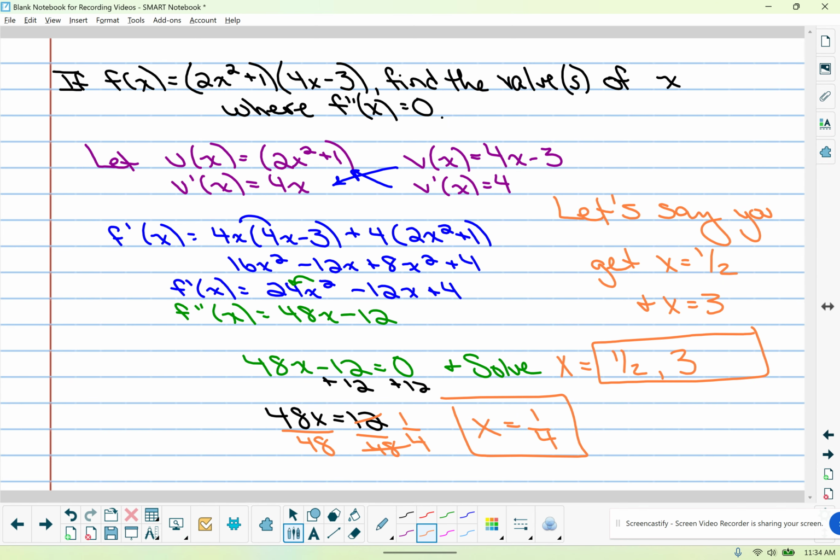You got to find both of those derivatives. Once you find the derivative that you need, in this case, f double prime, you take f double prime, set it equal to 0, and then solve the equation. Okay? But these are actually really straightforward and nice and easy to do.